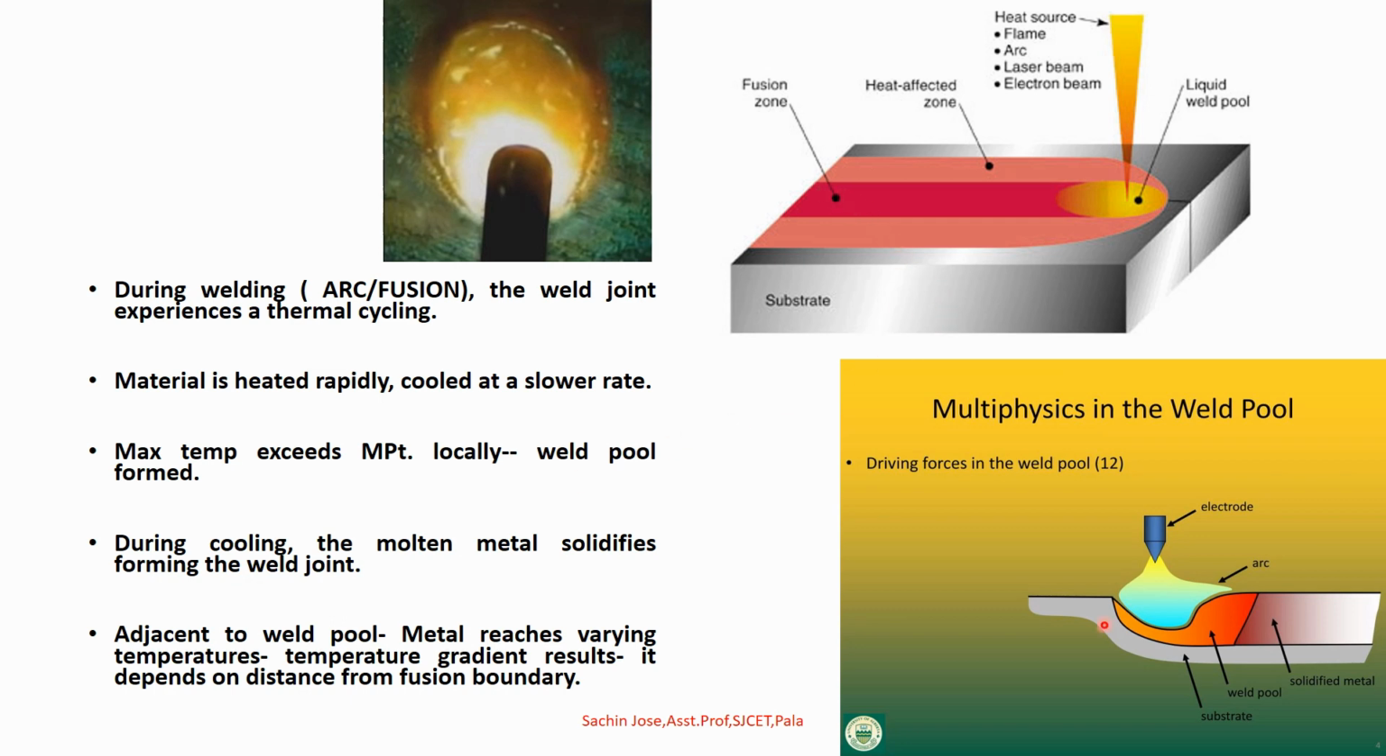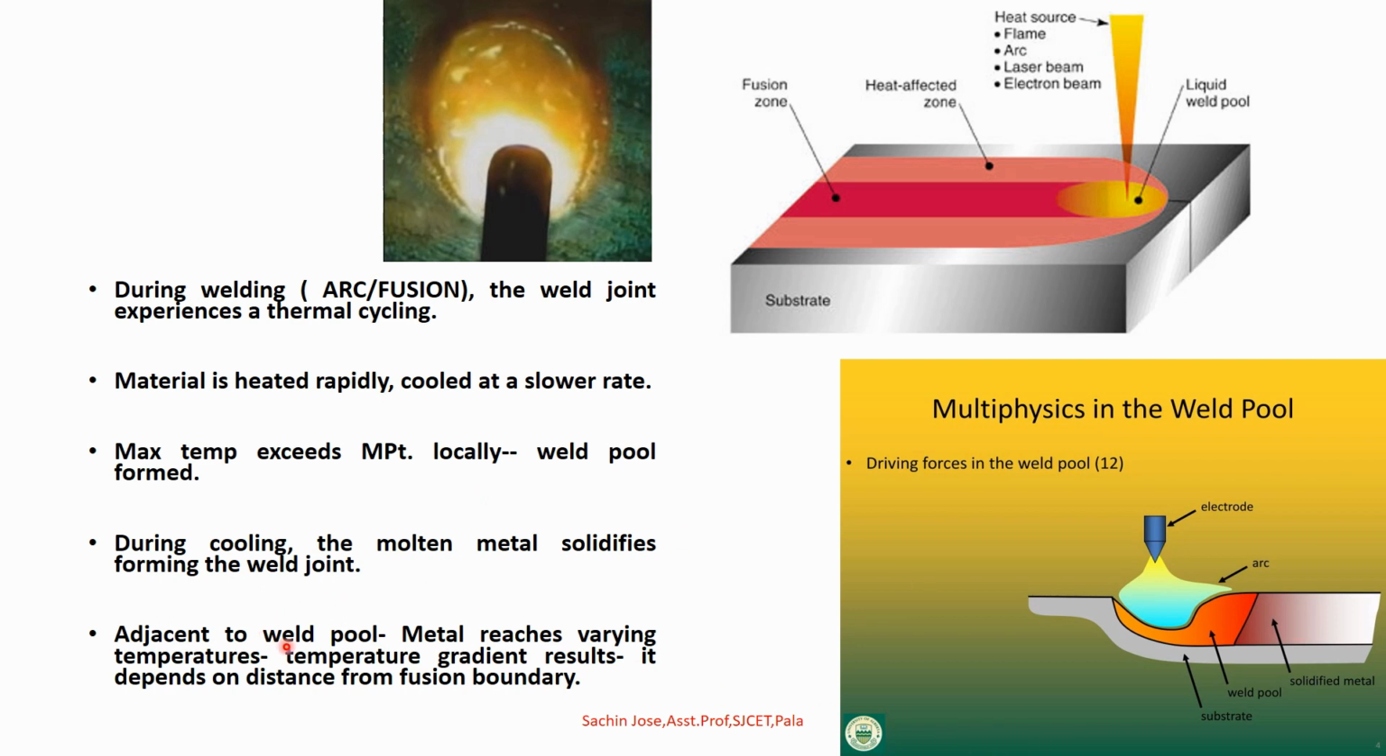Clear? So the solidified metal, you can see here the solidified metal. The weld pool has cooled down. This is the weld pool. Here it has cooled down. Here the fusion or coalescence of two metals is achieved in the weld pool, and it suddenly cools down to form the solidified metal.